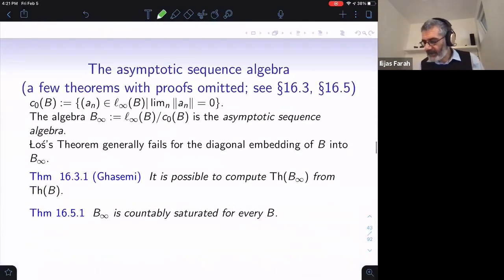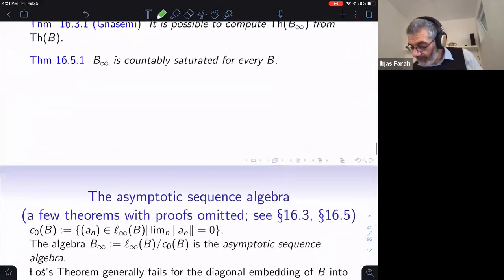So the consequence is that B infinity is countably saturated. Remember, it was very easy to prove it. It's quantifier-free countably saturated, but to get hold of quantifiers, you have to do something non-trivial. Okay, so countable saturation holds.